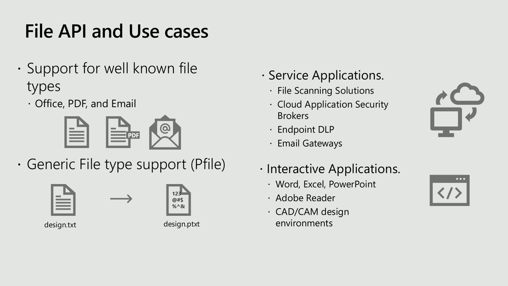We primarily see this used for service applications where I'm scanning files across the network. A great example would be DLP, so files in transit, or CASB, where I'm detecting a file upload somewhere, and I need to reason over the contents of that file to make a decision about what I should do with it. So I would use the file API to decrypt that, inspect it, and then make a decision on whether I should allow it to be written or emailed or whatever I want to do with it.